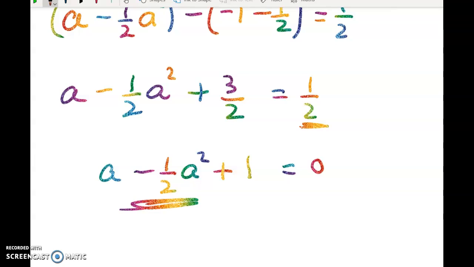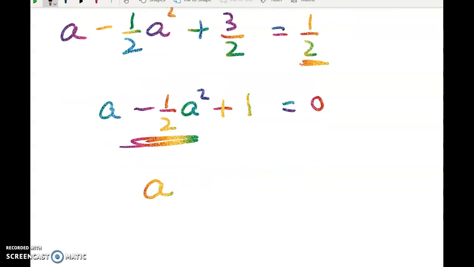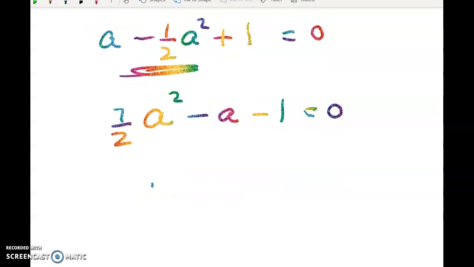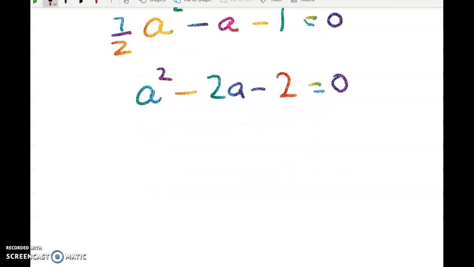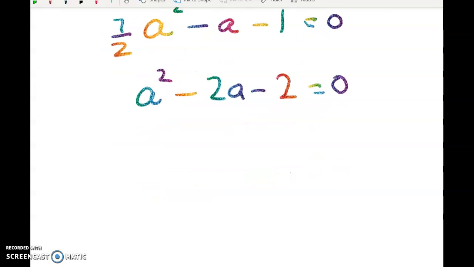We don't like working with a negative A squared, so I'm going to do this super slowly. 1/2 A squared minus A minus 1 equals 0. And now A squared minus 2A, sorry, A squared minus 2A. Look, I'm making mistakes before your very eyes. A squared minus 2A minus 2 equals 0.